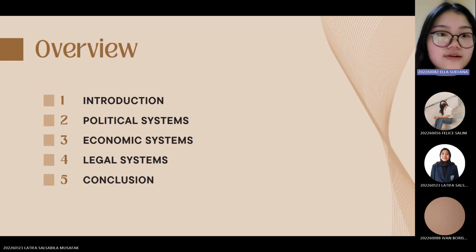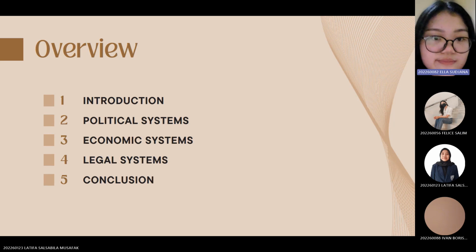Here is what we're going to discuss. The first one is the introduction regarding the chapter, and then the political system, economic system, legal system, and lastly, the conclusion.